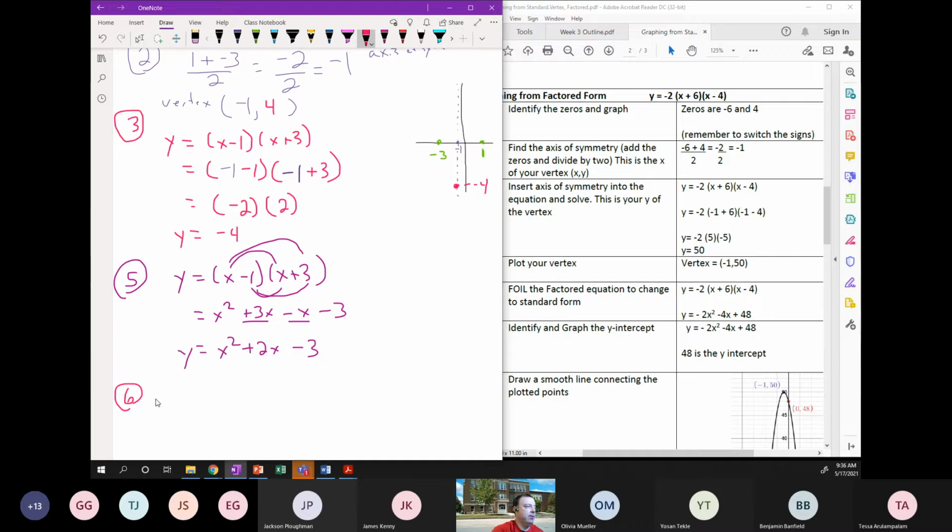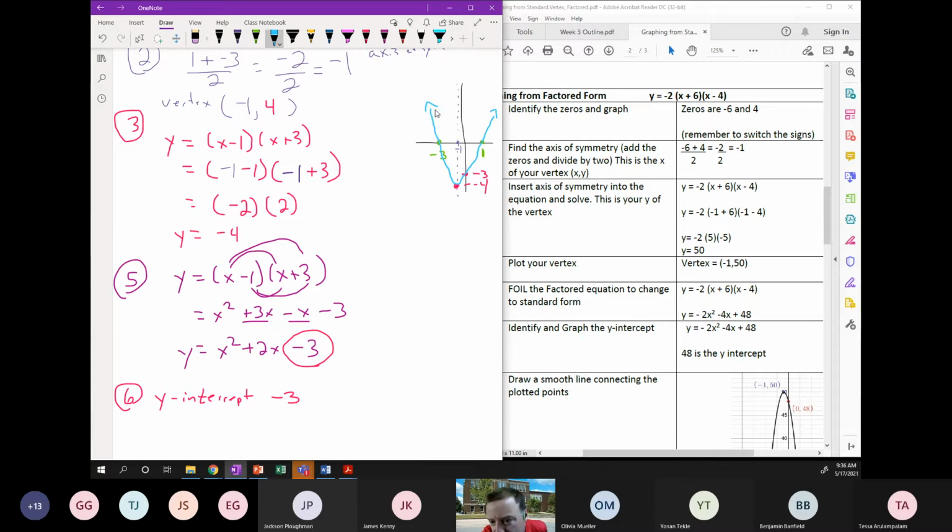Then my next step would be to identify my y-intercept. And my y-intercept, if you remember, is this number right here, -3. So I can go back up to my chart and put a dot at -3. And there's all my points. And all I have to do last is draw a nice smooth line, which I can never do. Like such. And there's my graph.